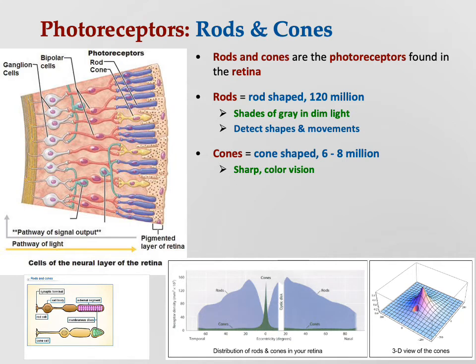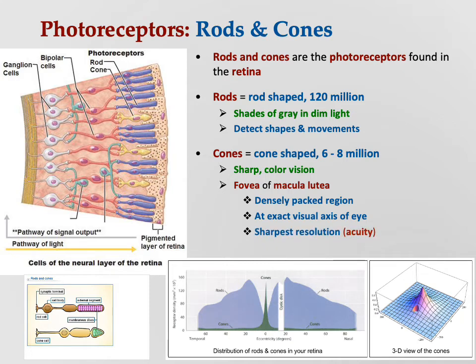That's why when you want to look at something, you turn your head and make that image fall directly in a place where the light bouncing off of it will hit your fovea centralis exactly. That's where you see best. The fovea of the macula lutea. Densely packed region of cones, all right? This is where the exact visual axis is, that means when you turn your head to look right at something, the light bouncing off that image will fall exactly on your fovea centralis. And that's where you have sharpest resolution. That's called acuity. Visual acuity is the sharpness of your vision.